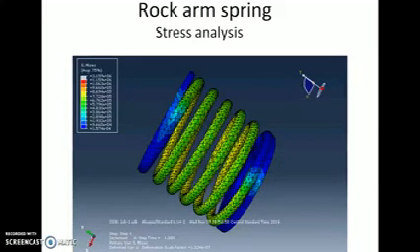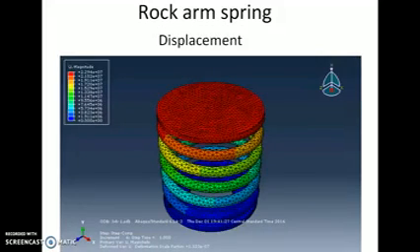This is the analysis result for the rocker arm spring, and the procedure is almost the same except the bottom surface is fixed and the load is applied from the top end. These are the displacements at the different nodes for the rocker arm spring.